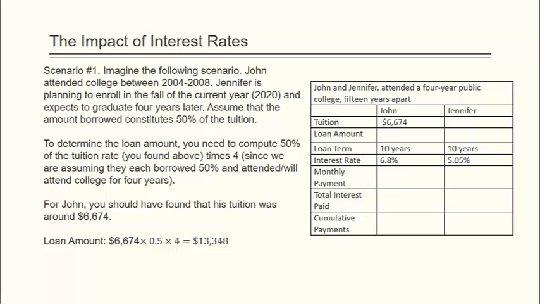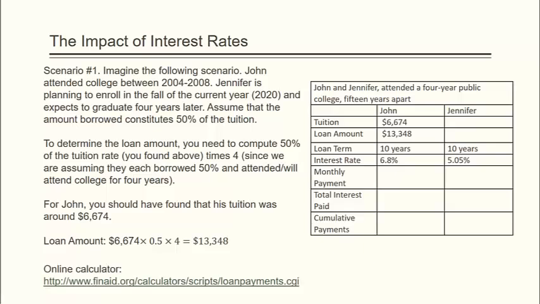So John's loan amount then becomes $13,348. And you'll do the same thing to compute the loan amount for Jennifer using the tuition amount that you found for Jennifer. Okay, the hard part is over because the rest of this chart, we're going to use our online calculator to find our monthly payment, the total interest paid, and the cumulative payments.